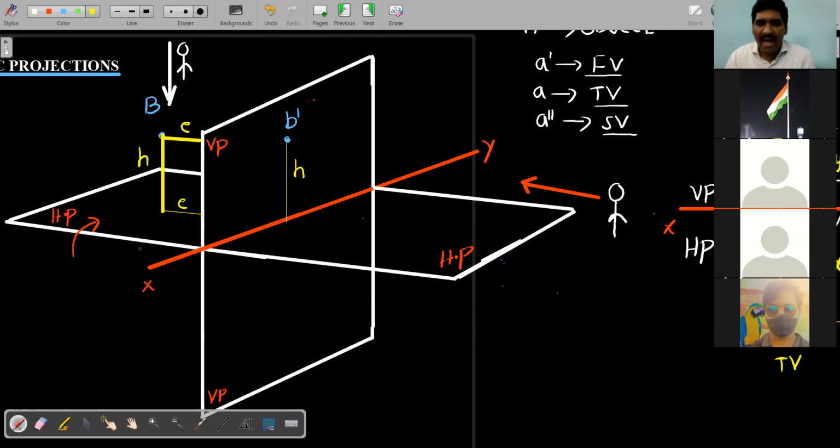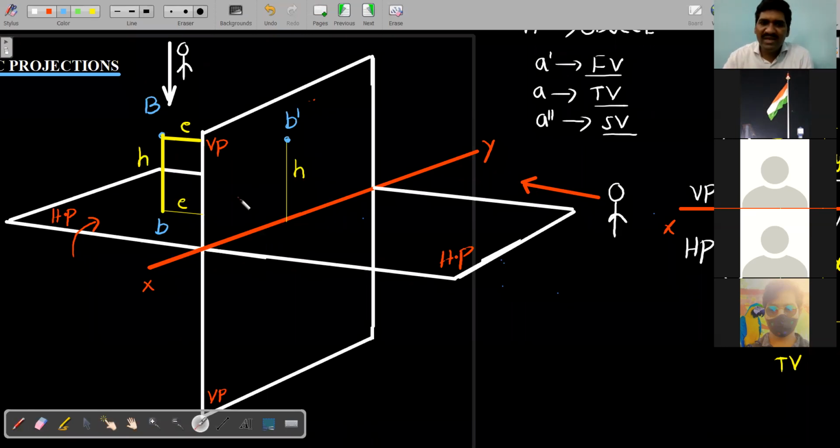Okay, am I right, all of you? Clearly there is a picture. This becomes the top view, which is nothing but the point below. So now tell me, all of you, where is the front view? This is the front view. Where is the top view? This is the top view.